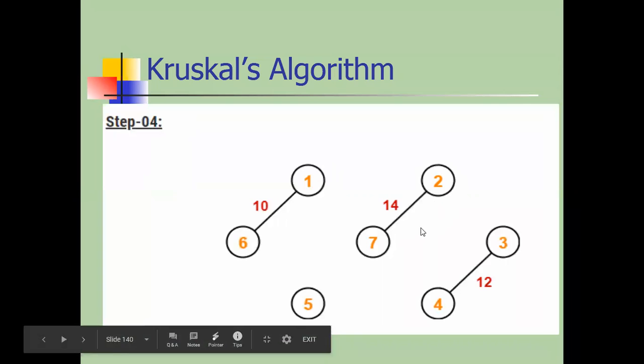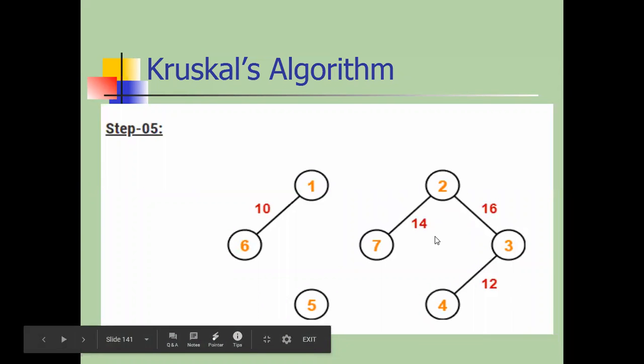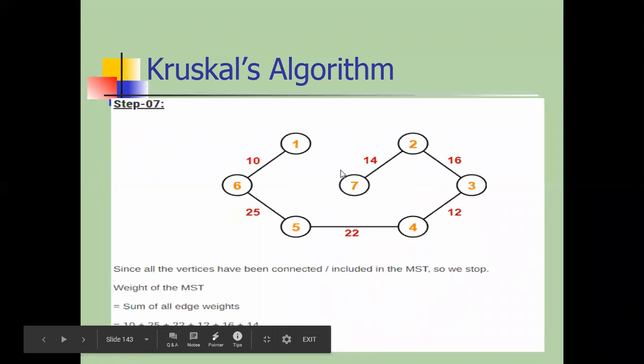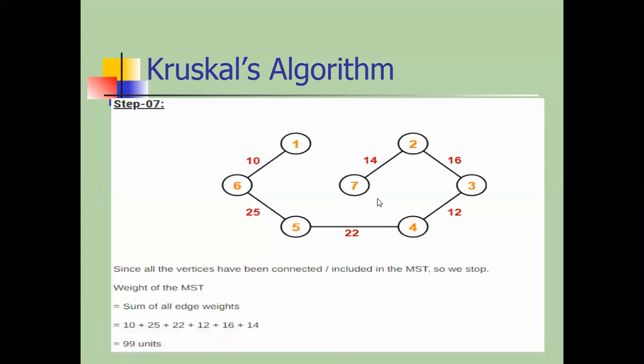Next one is what, 7 to 2, the minimum weight is 14. After that, which is greater than 14, that is 16, but minimum than the remaining ones. After that, we are selecting 22. Why? Because it is minimum than the remaining ones. And the last one is 6 to 5. Means the same result is produced here, that we have seen. So this is the minimum spanning tree. The summation of all the edges, the value will be 99.